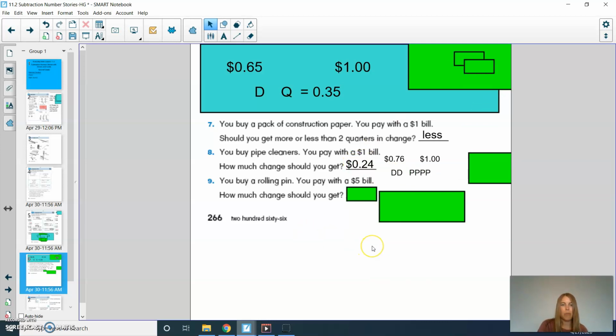For our last one, you buy a rolling pin. You pay with a $5 bill. How much change should you get? Press pause and then play when you're ready to hear the answer.